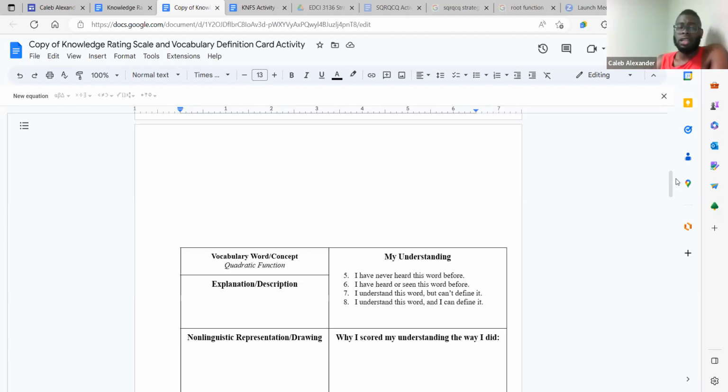So I hope you learned about this strategy. I hope you have a better understanding of how to use the knowledge rating scale and the vocabulary definition card more carefully in this case.